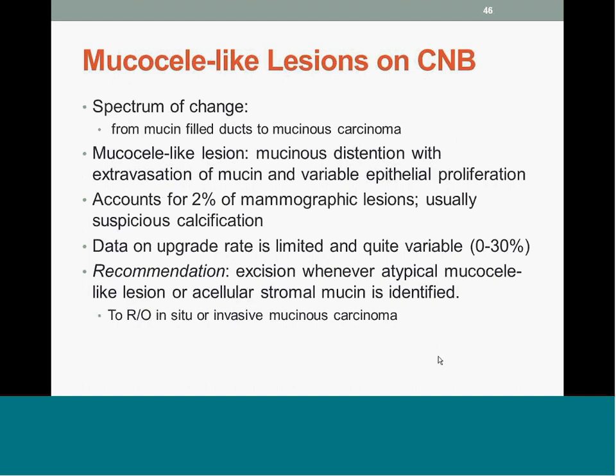These mucocele-like lesions account for about 2% of mammographic lesions, and they usually present with suspicious microcalcifications. Again, we don't have really good quality information in the literature on these kinds of lesions, in other words, what is the natural history of them, what is the upgrade rate. We just don't have really good information upon which to make solid recommendations, and therefore, generally speaking, the rule of thumb is mucocele-like lesion or acellular stromal mucin: recommend excision to rule out mucinous carcinoma or invasive mucinous carcinoma. Some may turn out to be carcinomas that have mucin in them as well.